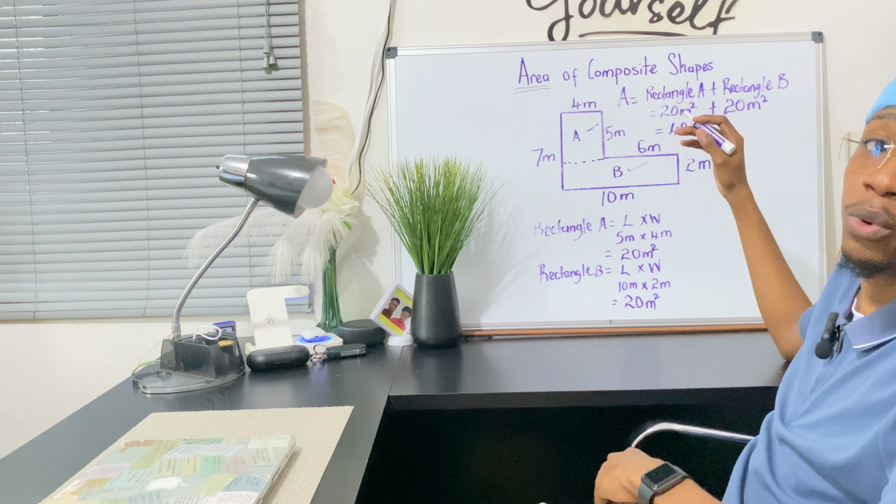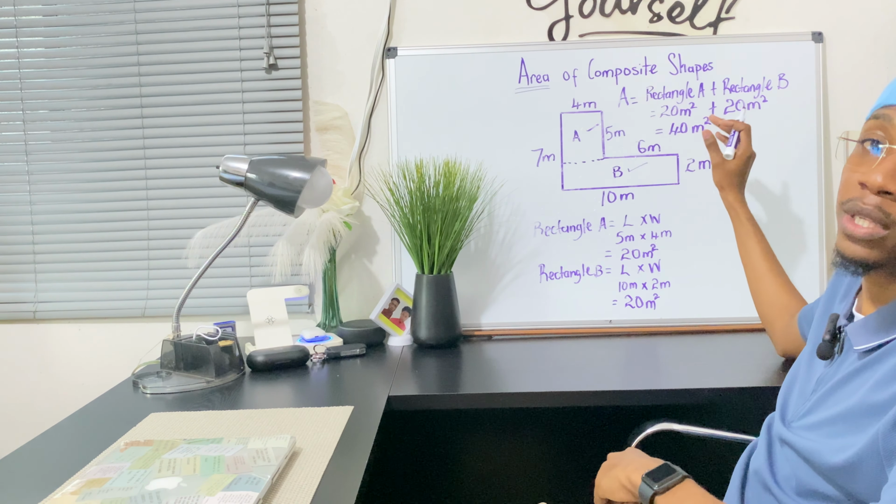Whenever we're writing the units, we say square before the meters, but we write it the opposite way around. Now the area of this composite shape, also known as a compound shape, is equal to 40 squared meters.